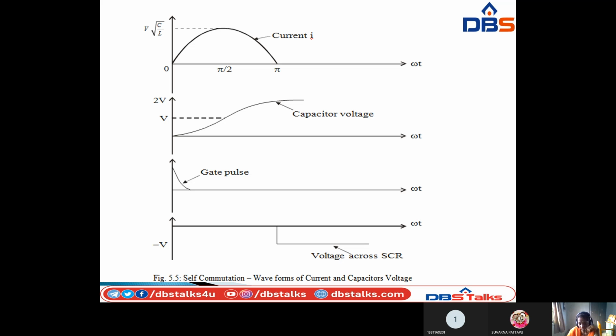And this is the voltage across the SCR. The SCR will be conducting up to pi. After pi, the SCR will not conduct, the current comes to 0, and the SCR will be in the turned off position. So the main aim of self commutation is that the current comes to 0 at pi.